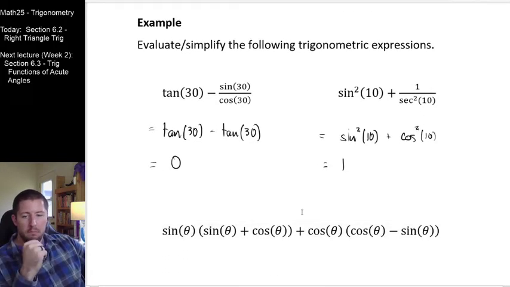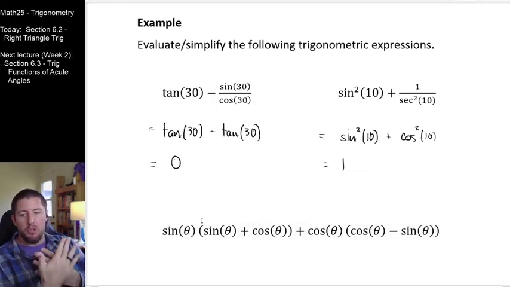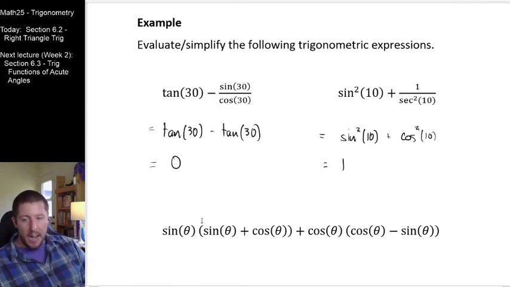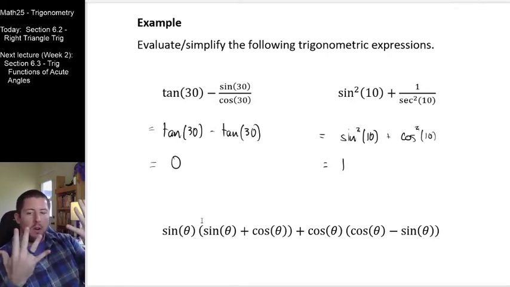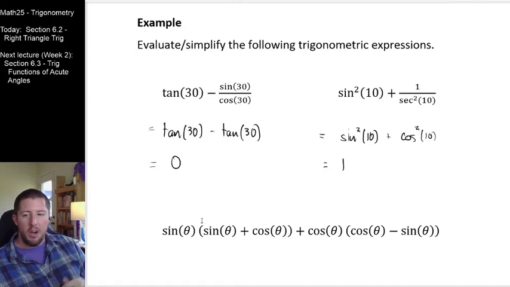Our final one here looks gross just like the first ones did, and let's see if we can work through this. This is sine of theta times the sum, sine plus cosine. We're adding on to that cosine times the difference of cosine minus sine. So I'm thinking I might want to get some terms grouped up here. A typical strategy that I have is multiply everything out, group my terms up that I think go together, and recombine everything back together.